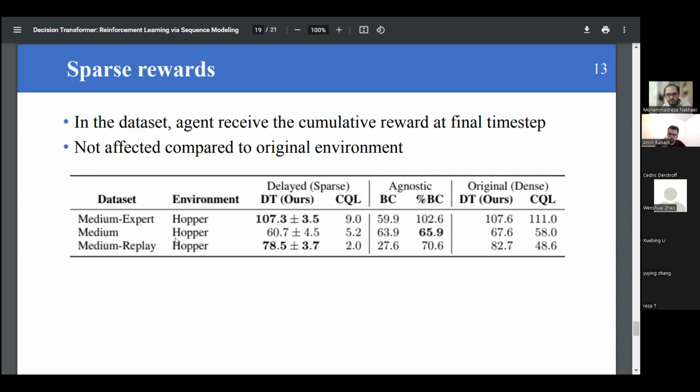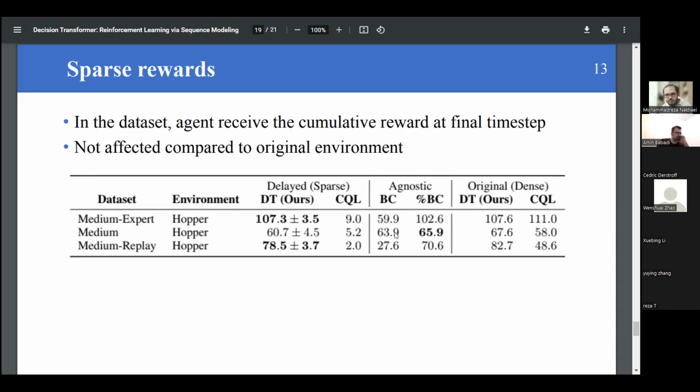This is the same for other data sets in the Hopper environment, but for conservative Q learning, as you can see, the performance is reduced from 111 to 9 in the medium expert environment.